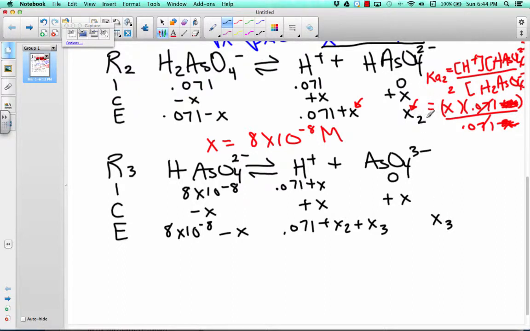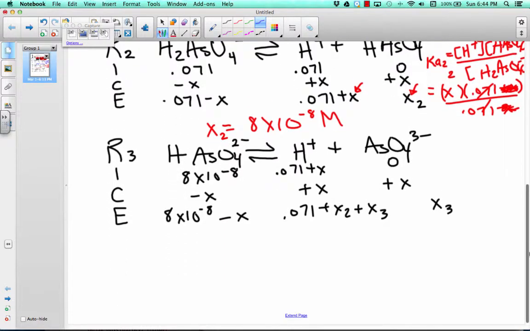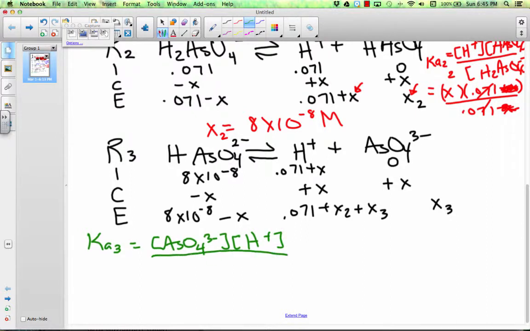So now I have to keep careful track of what's what here, don't I? So this one is X from the second. All right, we are almost there. Now let's write the equilibrium expression for the third dissociation. I get the arsenate ion times the hydrogen ion, all divided by the hydrogen arsenate concentration.